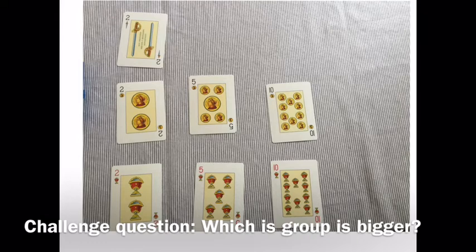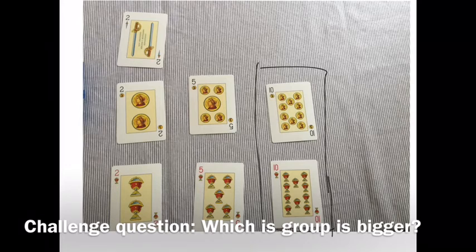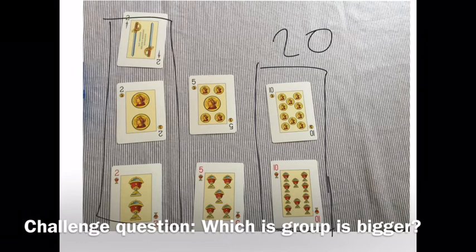Just going back to this example just here, a challenge question that you could ask is which group has more? Some children might know the answer straight away and identify that this group has more because we have 20 in here altogether. However, some children might say this answer because there are more cards. This is a common misconception that they have. Remember, they're trying to find out the total number of objects there are, not the amount of groups that there are.